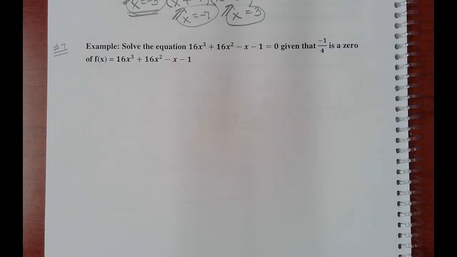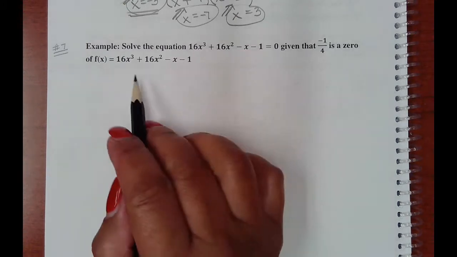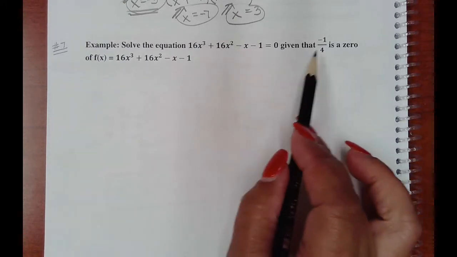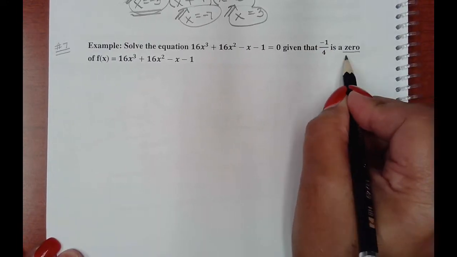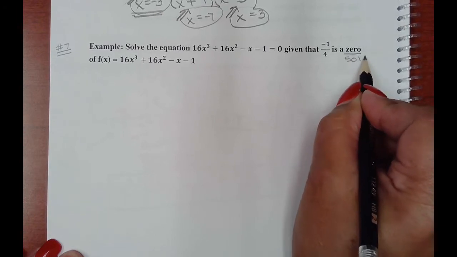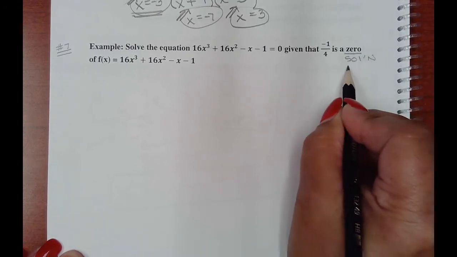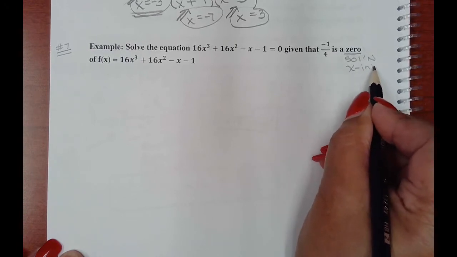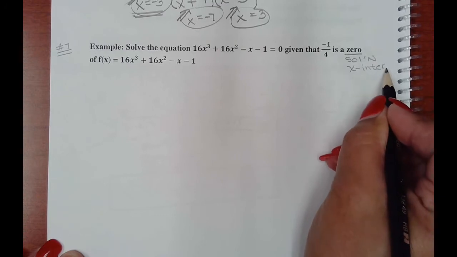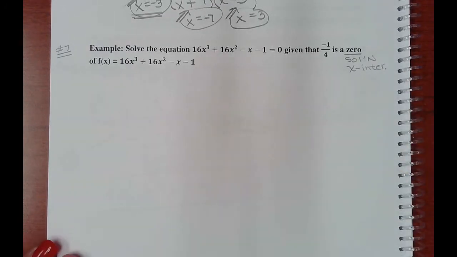Now this one says that they would like the solutions for the equation given that this is one of the zeros. Remember, zero is just another name for solution. When you're looking at a graph, these solutions are the x-intercepts. In other words, where the graph hits the x-axis. So you can also call them x-intercepts. So zeros, solutions, answers, that is what you're being asked to find.